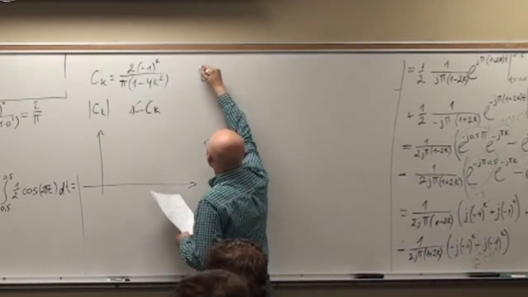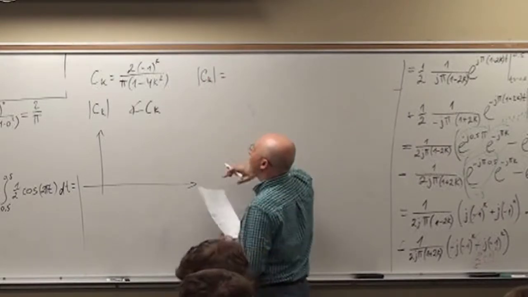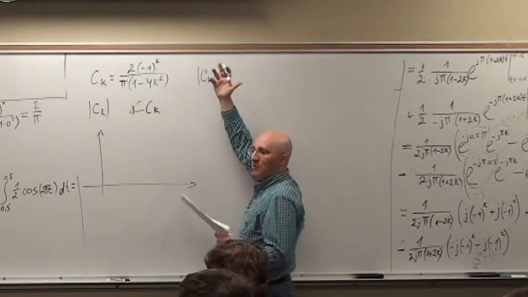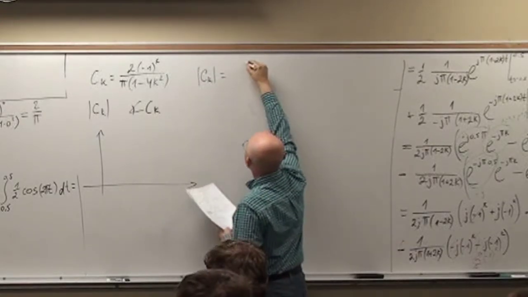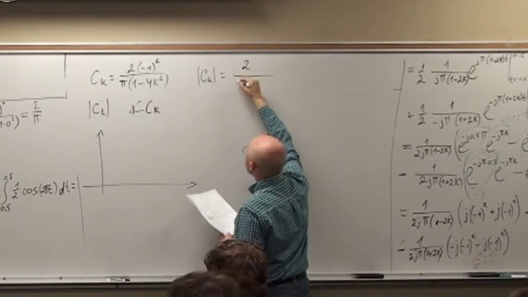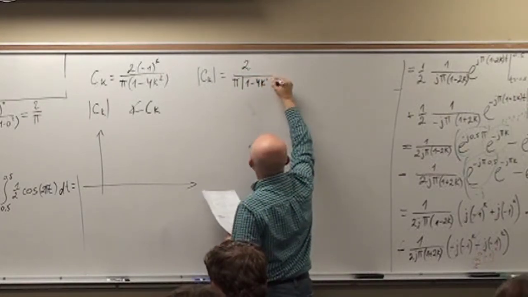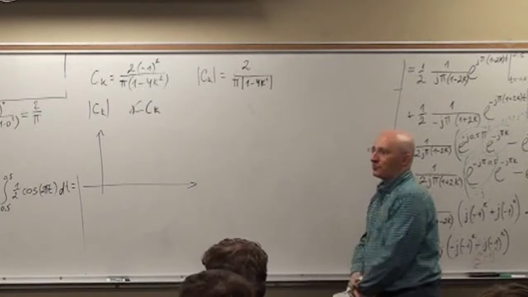So the absolute value of ck will be just the absolute value of minus 1 to the power of k, which is basically 1. So it will be twice 2 divided by pi, and the absolute value of 1 minus 4k squared. Something like that, right?